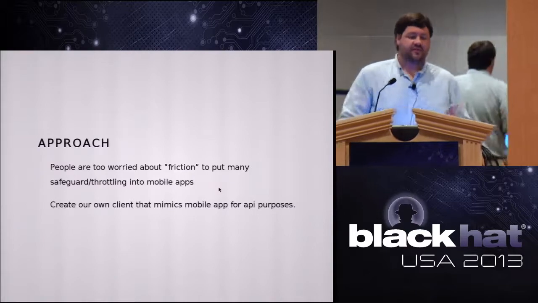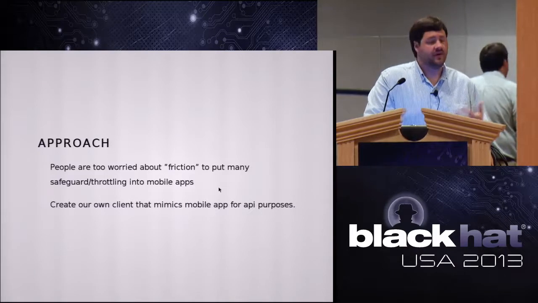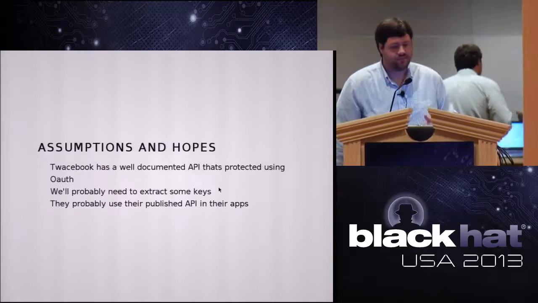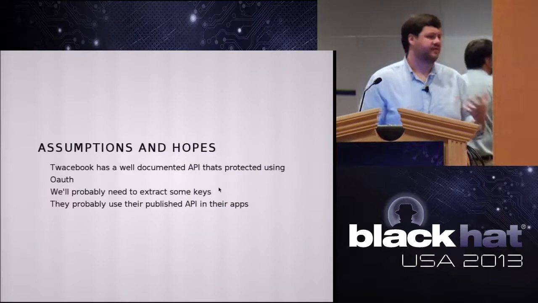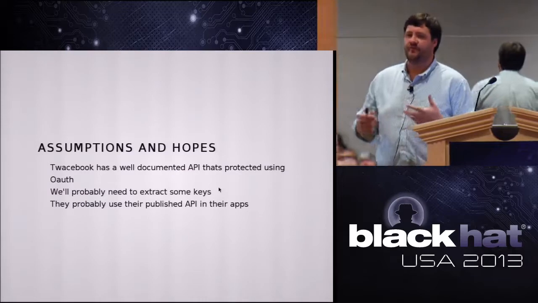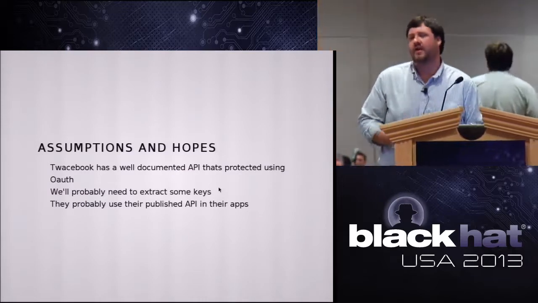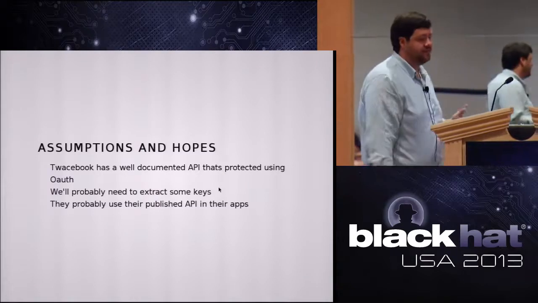We'll start with the assumption of creating our own client that mimics these calls that the mobile app is making and work from there. Some more assumptions. Well-documented API, we're going to assume they're probably using their same API. That's pretty standard these days, is if you've developed a robust third-party API, you're probably dog-fooding that a lot internally as well. So we'll work on that assumption.